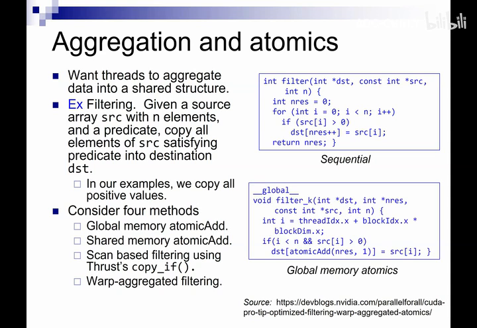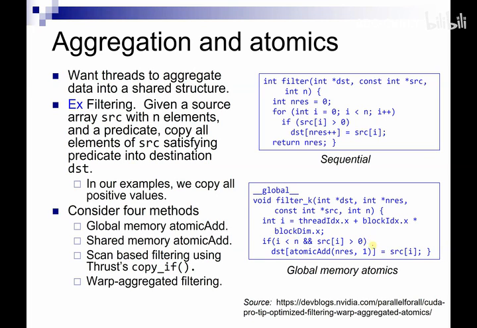Okay, so the first version is going to be the global memory version. Here we have a bunch of threads. They each compute an index. For this example, we're again going to assume you have the same number of threads as array elements, so each thread just processes one element. Each thread gets an index, and then it checks whether the value from source at that index is larger than 0.